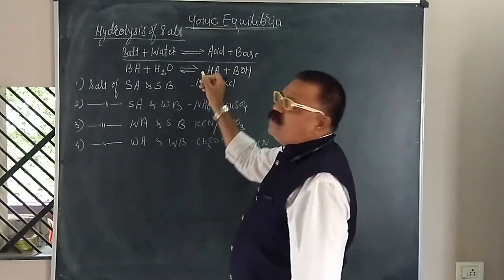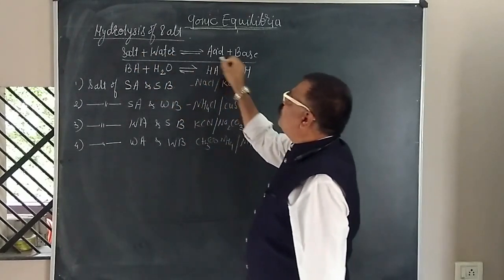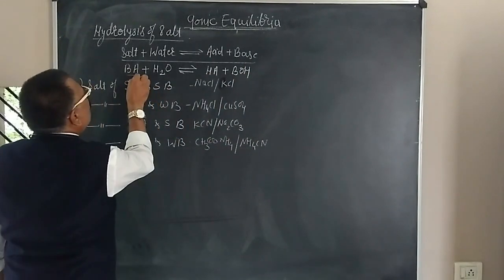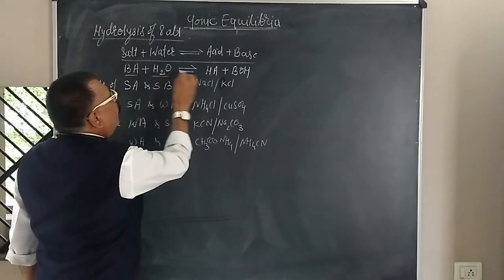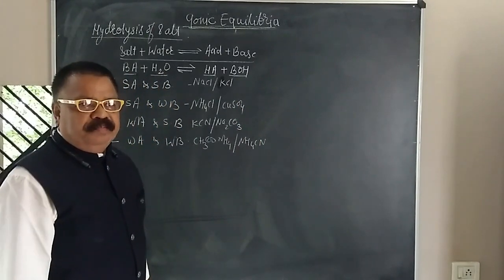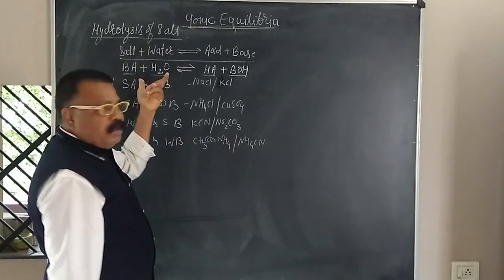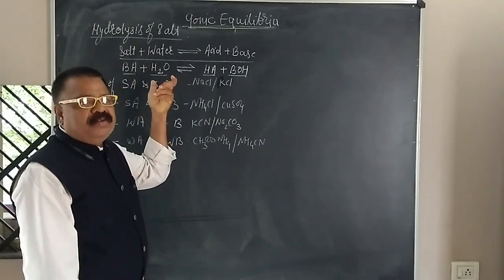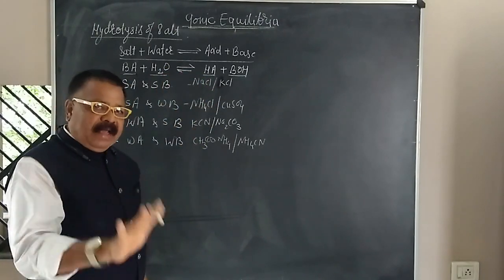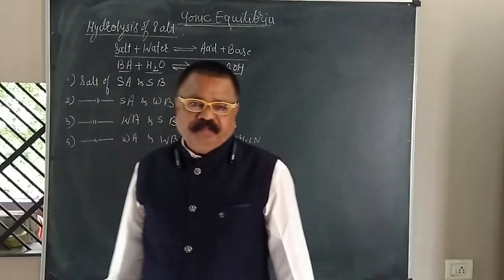So the reaction is very simple. When a salt reacts with water, it gives the formation of an acid as well as a base. Consider BA as a salt, which reacts with water to give the acid HA and the base BOH. Correct? Now this complete process, where the salt gets hydrolyzed and produces acidity or basicity, the acid or the base, is known as the hydrolysis of salt.